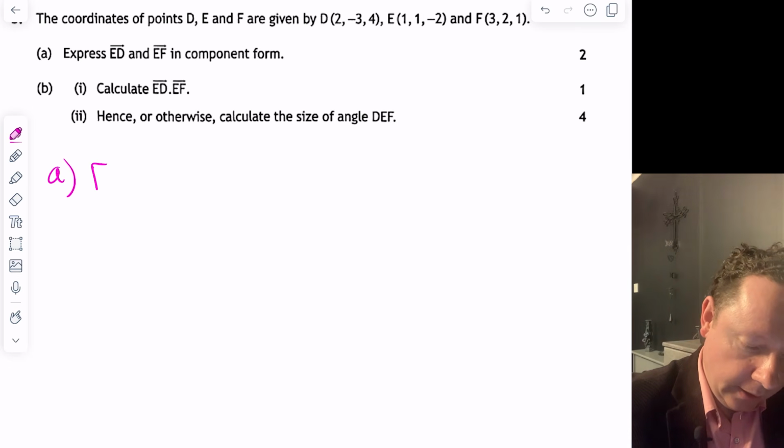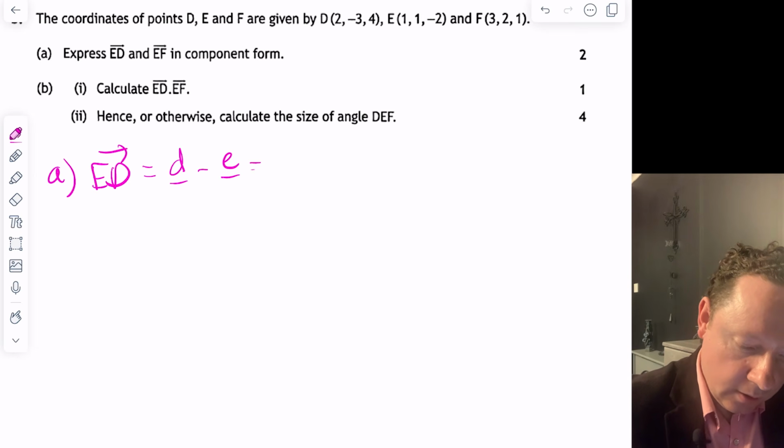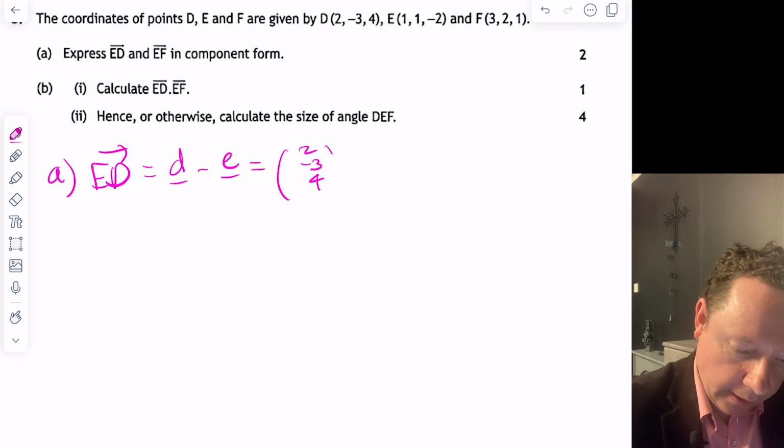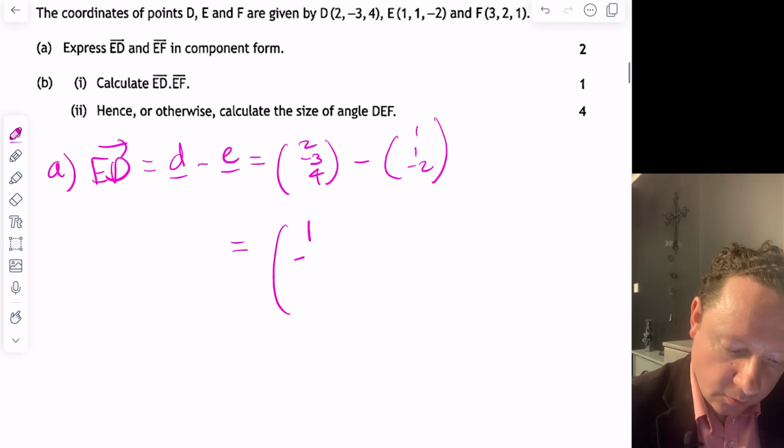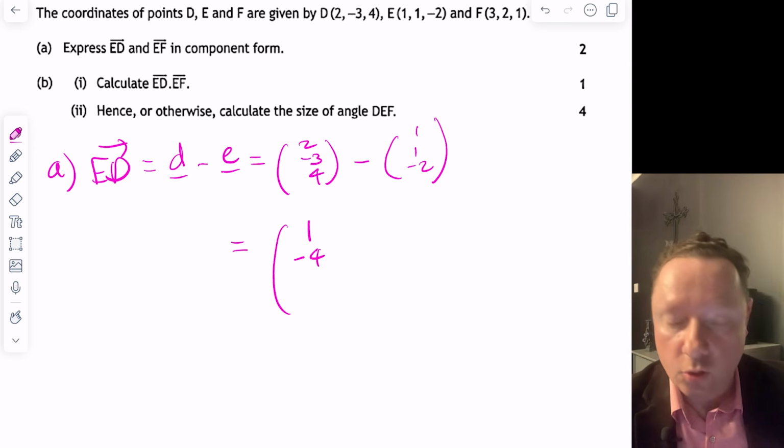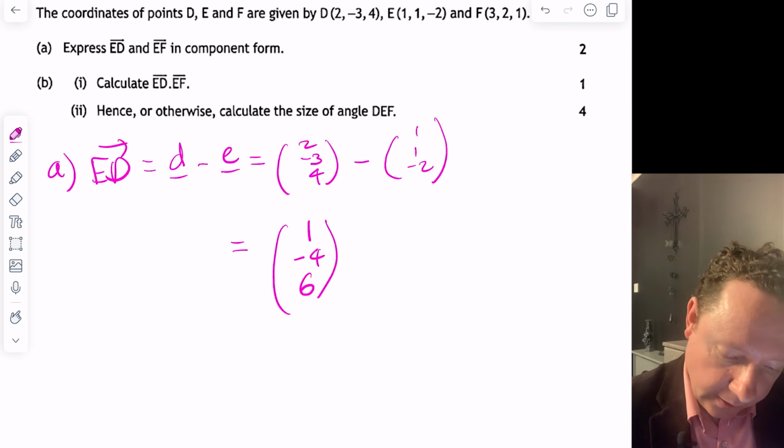So let's do ED. So remember, that's just D minus E. So D is (2, minus 3, 4) and E is (1, 1, minus 2). Taking them away and being careful not to mess it up. 2 minus 1 is 1. Minus 3 minus 1 is minus 4. And 4 minus minus 2 is 6. So there is ED.